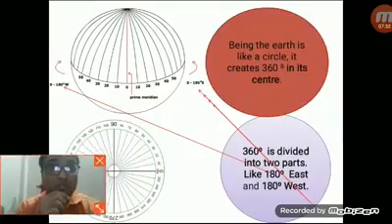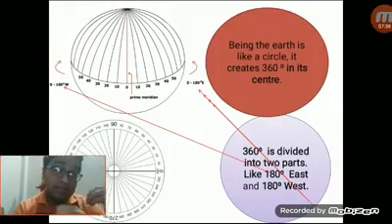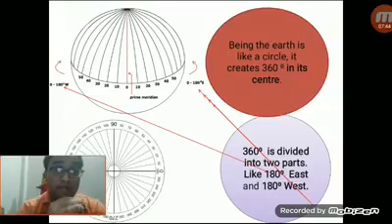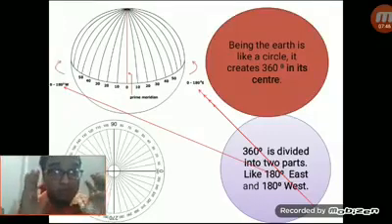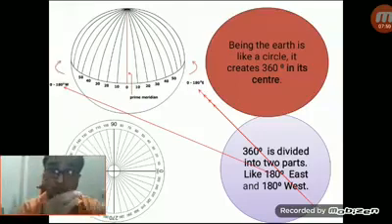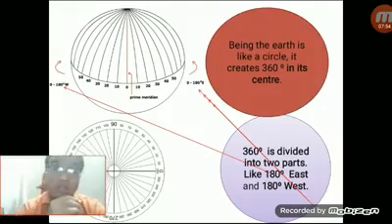So this is the picture of the Earth's globe, and we know there are 360 longitude lines on the Earth's globe, and we divide these 360 longitude lines into two parts: the 180-degree east longitude and the 180-degree west longitude.